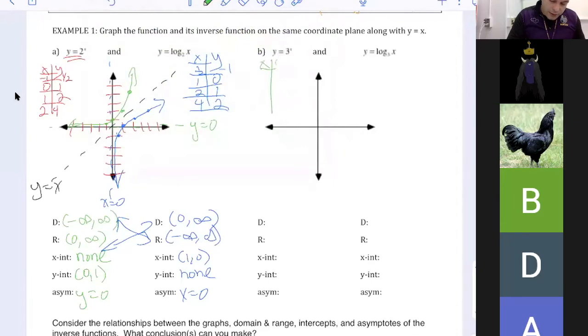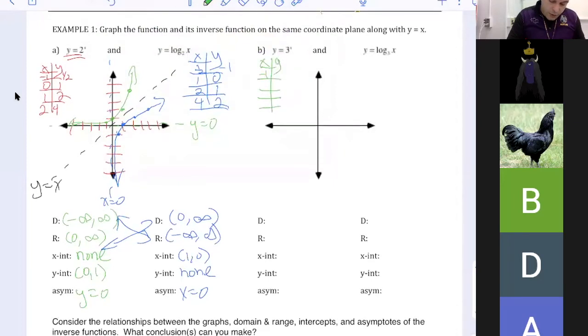Y equals 3 to the x. Negative 1, 1/3. 0, 1. 1, 3. 2, 9. Well, it's a little bit bigger than 2 to the x, right? All right, let's plot these points. So negative 1, 1/3, 0, 1, 1, 3, 2, 9. And it has an asymptote at y equals 0.